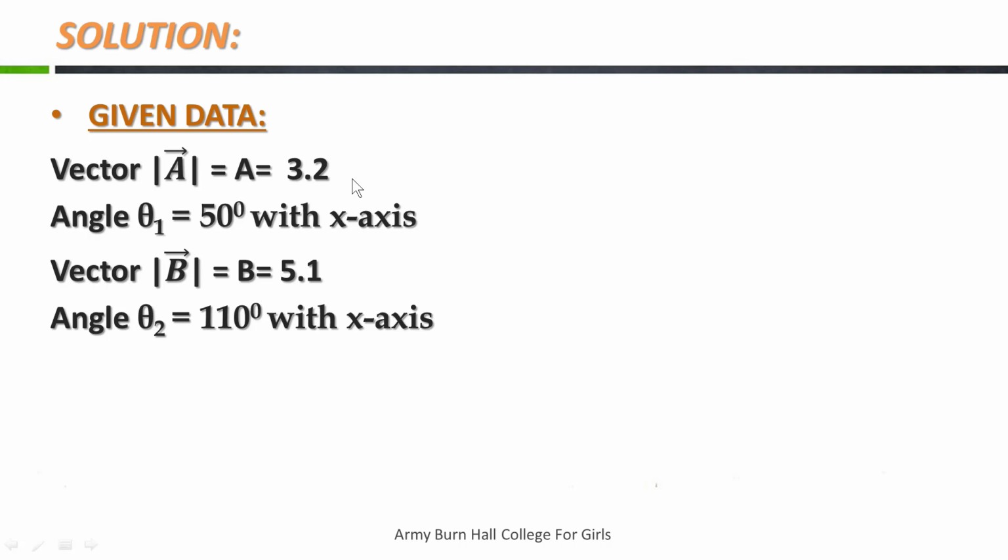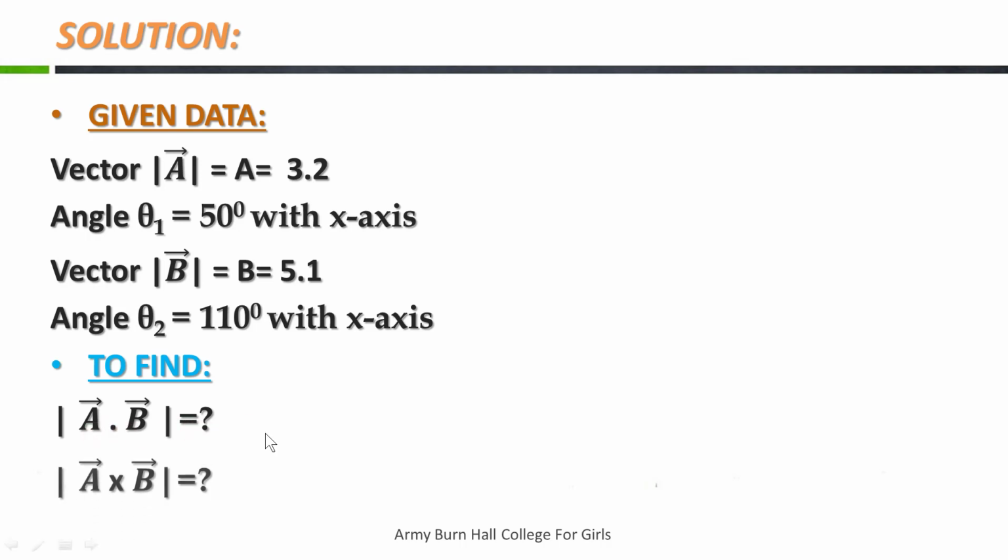Now what is the required value? We have to find the magnitude of A dot B. That's why we are putting these bar signs over here. Then we have to find the magnitude of A cross B. These two magnitudes are unknown. We are not going to find the direction of A cross B, we just have to find its magnitude. That's why we are putting this sign.